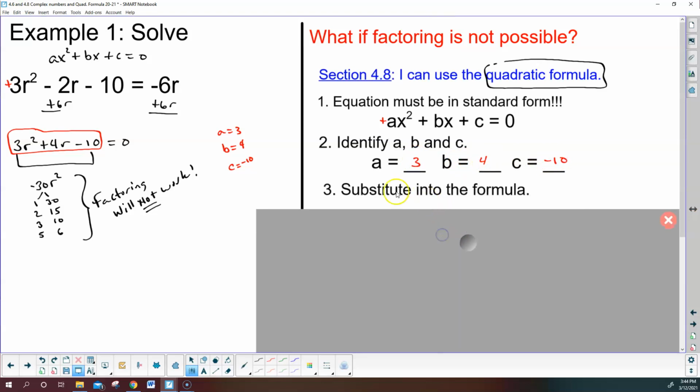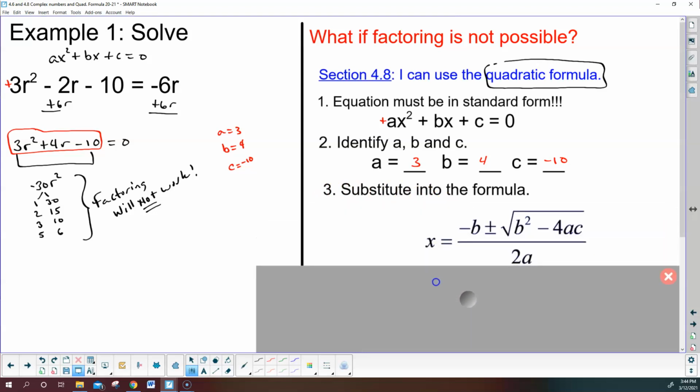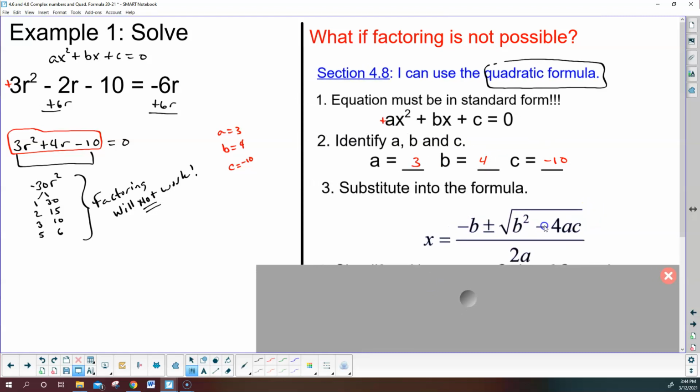Then we're going to substitute into the quadratic formula. Well, what is the quadratic formula? That is this fun, fancy equation that you hopefully have seen at some point. There's a little song that goes to this, and I apologize if you don't like my singing, but we're going to sing the quadratic formula song. It goes to the theme of Pop Goes the Weasel.